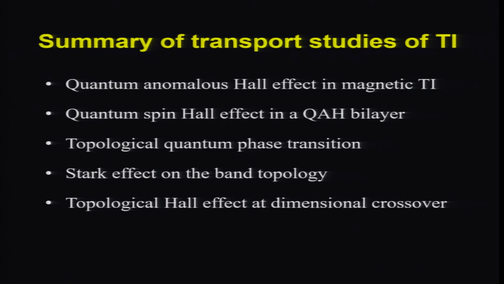So I'll just summarize. In this talk, I showed you how we use magnetic doping in topological insulators to realize the quantum anomalous Hall effect, and to realize, in a quantum anomalous Hall bilayer, the quantum spin Hall effect. We can also change the topological and magnetic phase transition by either doping or the Stark effect with an applied electric field. And that's all, and thank you very much for your attention.